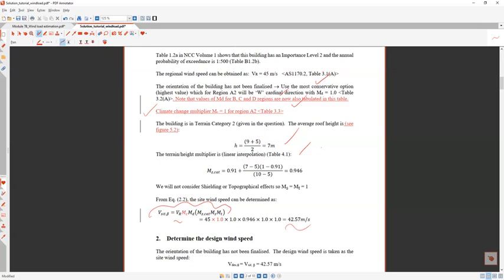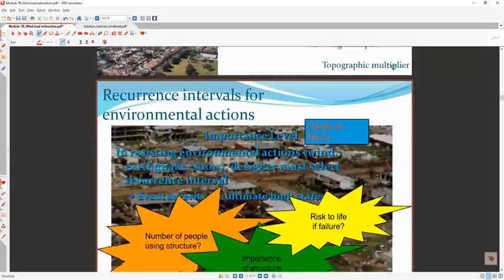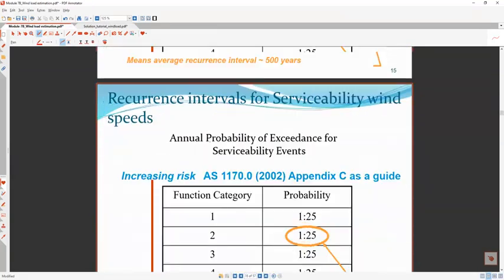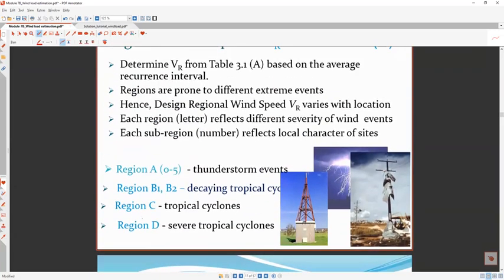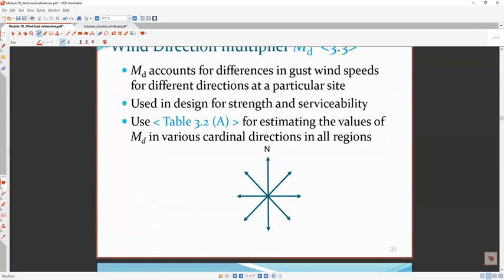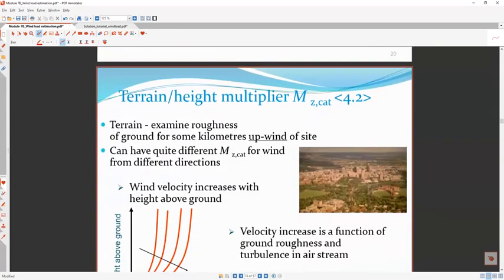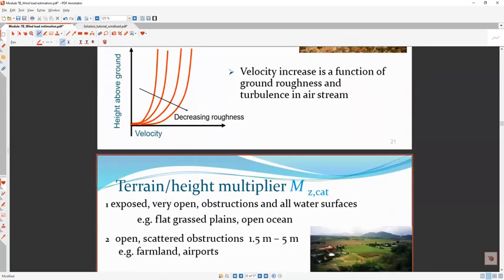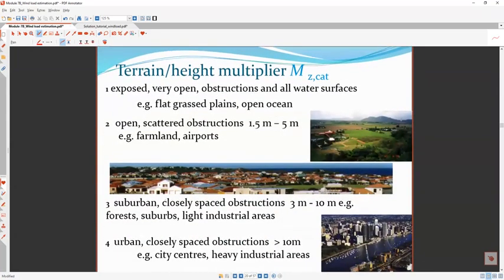Now we have already said this is terrain category. So looking at the building's location, you have to determine which terrain category this is. If you start with the standard, it will have 0, 1, 2, etc. So in this context, we look into that, and then I will get some idea. If you look at here, these regions we have already talked about. Now, these are the cardinal directions, 8 cardinal directions.